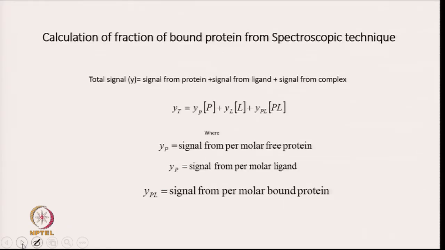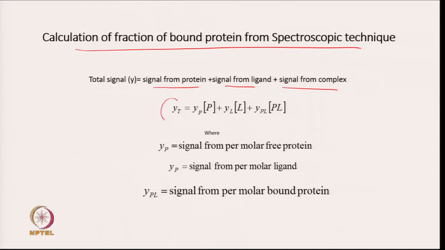So, this is what I am going to discuss in this slide. You can think of that in the cuvette where there is a protein and I started titrating with ligand, the total fluorescence signal is going to come from three different species: one from protein, another from ligand, and the last one from the formed complex between protein and ligand.